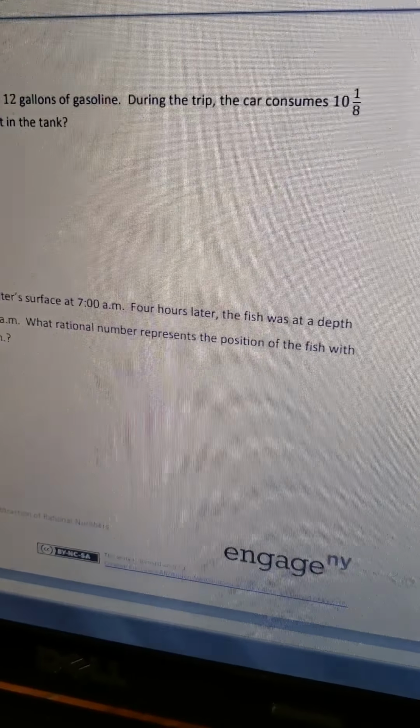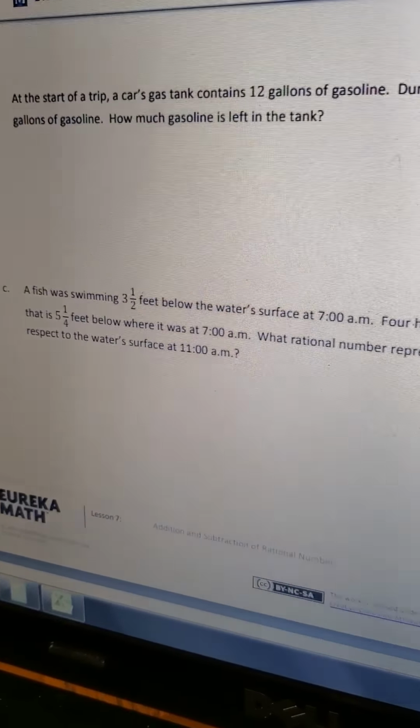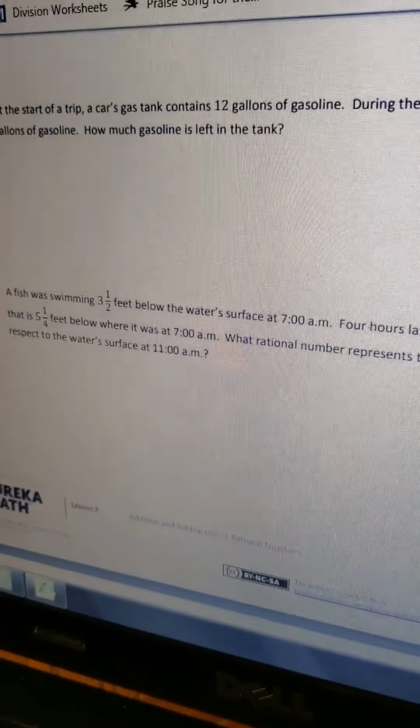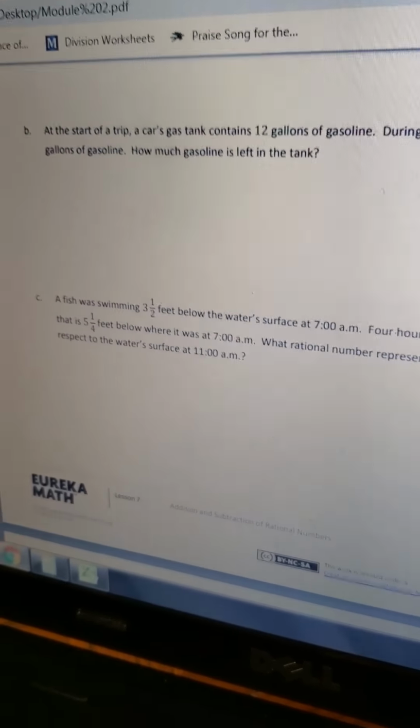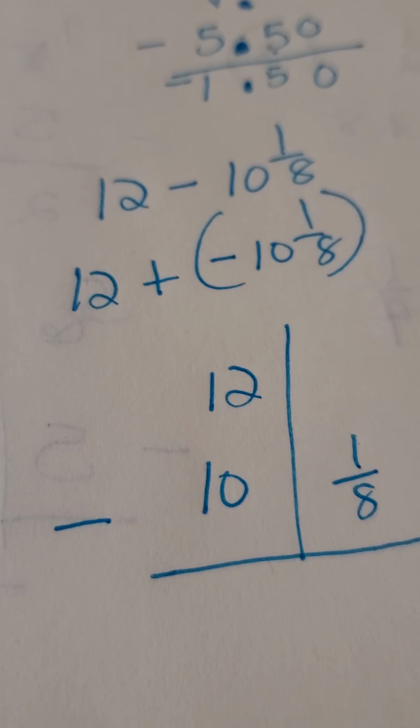During the trip, the car consumes 10 and 1/8 gallons of gasoline. How much is left in the gas tank? Go ahead and solve that one on your own and continue when you're ready. Okay, so this problem is a little bit different than ones we've done up to this point.